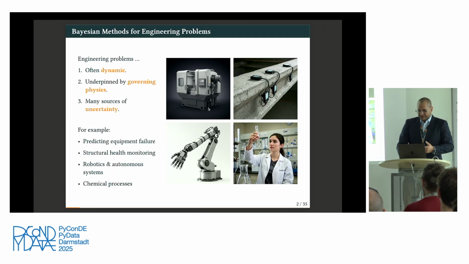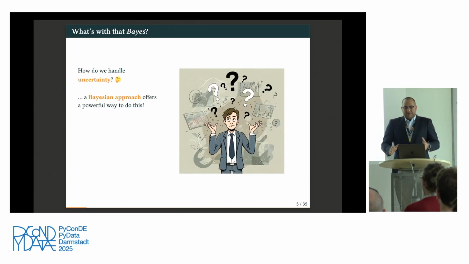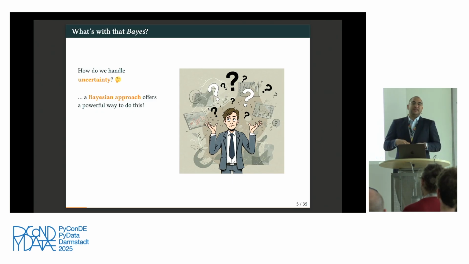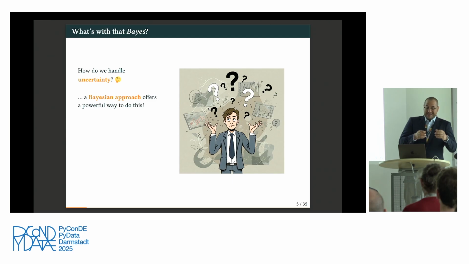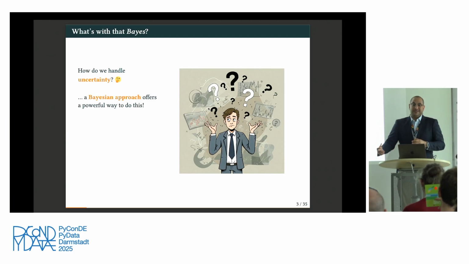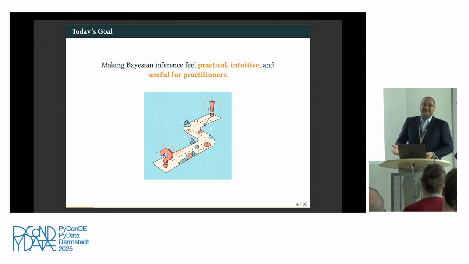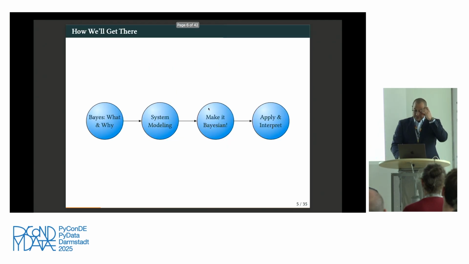autonomous driving, etc. Now, how do we even handle that uncertainty? Well, this is where Bayesian methods come into play because they allow us to handle that uncertainty and do something with it. In other words, we can quantify it and propagate it. So today's goal is to make Bayesian inference feel more practical, intuitive, and more than anything, useful for practitioners.